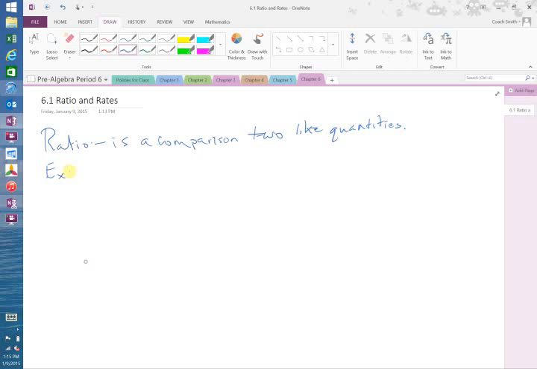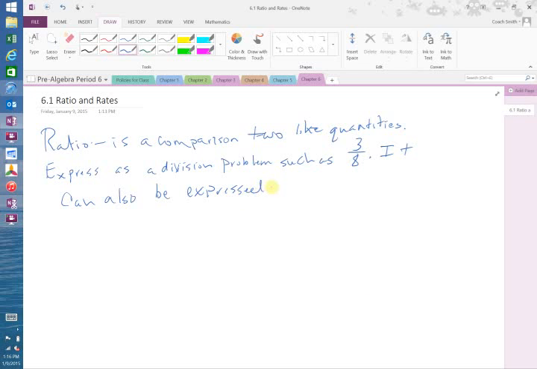A ratio can be expressed as a division problem, such as 3/8. It can also be expressed as 3/8 or 3:8.